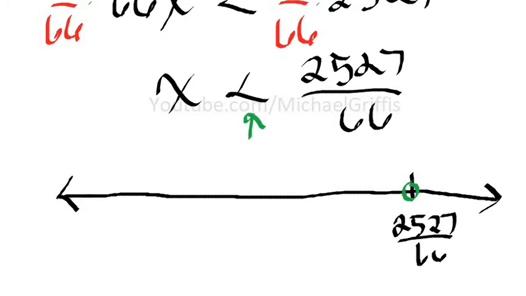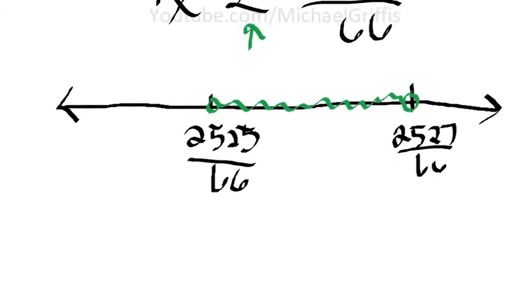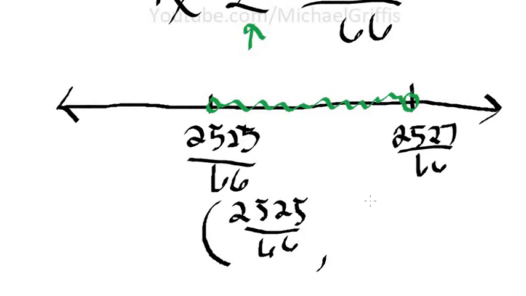Alright, this problem is going a little longer than I want. 2525 over 66. And because it's greater than, and doesn't include it, we'll put a circle there. So it's everything in between. And we can write this in interval notation. We're going to put a parenthesis here because we don't include it. Over 66.